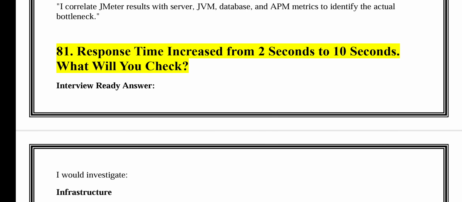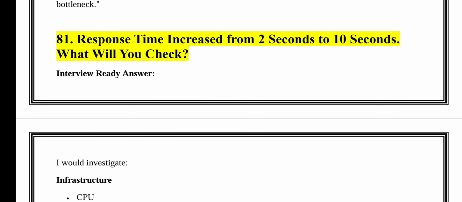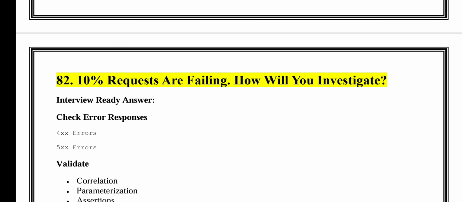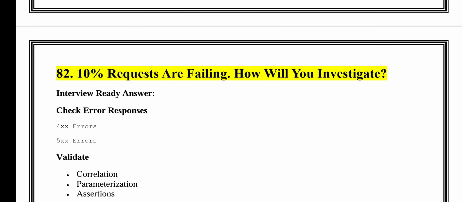Response time increased from 2 seconds to 10 seconds. What will you investigate or what will you check? 10% requests are failing. How will you investigate?